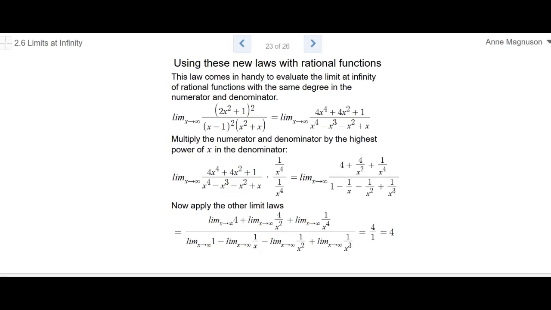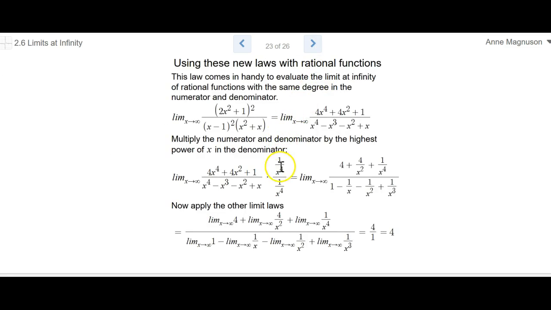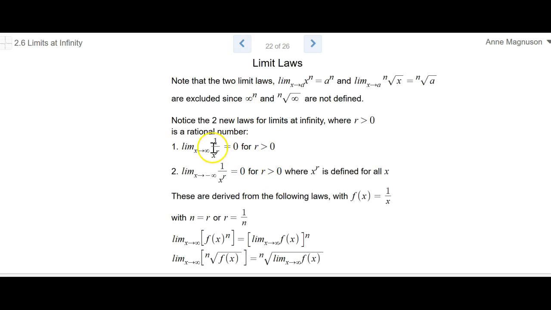Welcome back. I wanted to go over this example. It's a little bit involved. So in this example, we're again going to use that trick of multiplying by 1 over x. But this time we're going to look for the largest power of x in the denominator and divide by 1 over x to that power. And we can do that because we're using this new limit law for limits at infinity.